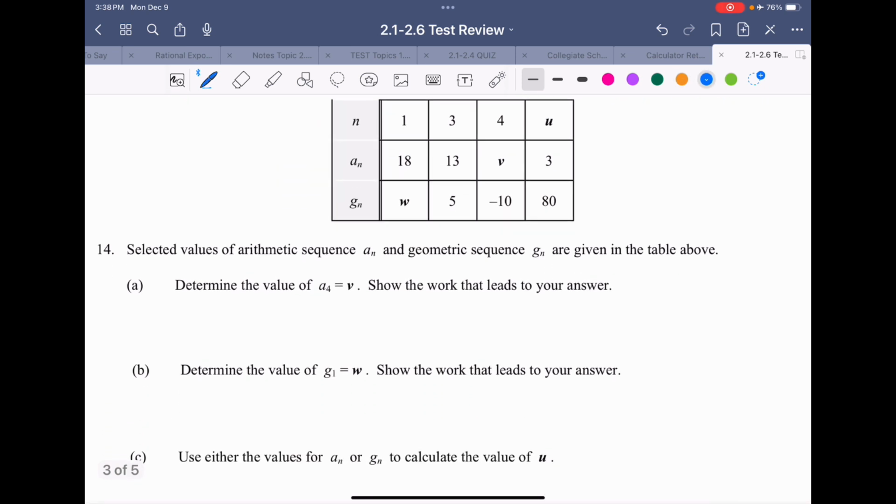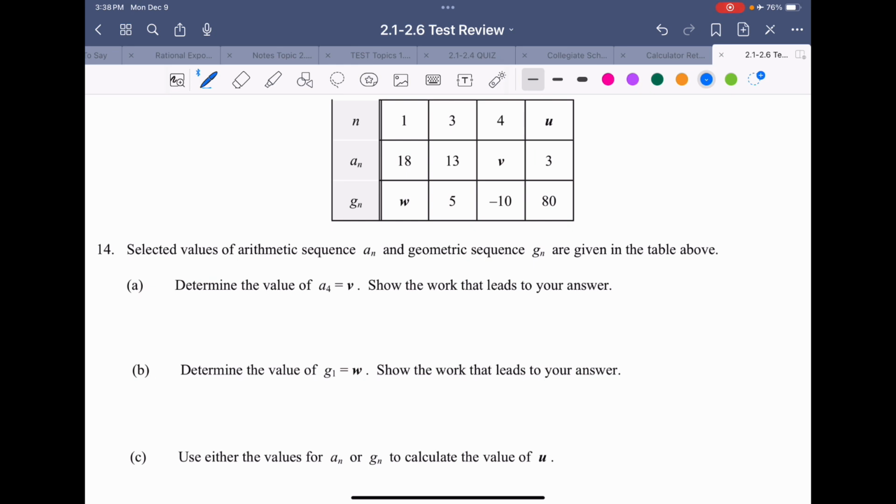All right, 14. Selected values of the arithmetic sequence and geometric sequence are given in the table above. Determine the value of a sub 4. Show the work that leads to your answer. Okay, so I'm looking for a sub 4. And if it's arithmetic, I can figure it out, but I'm missing a 2 here again. So you got to be careful with doing that stuff.